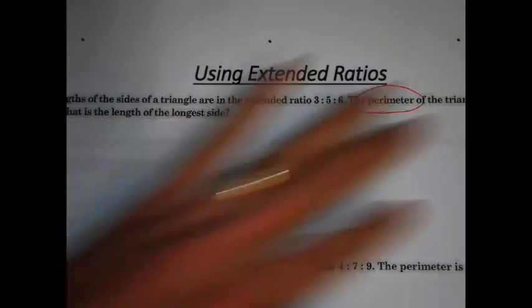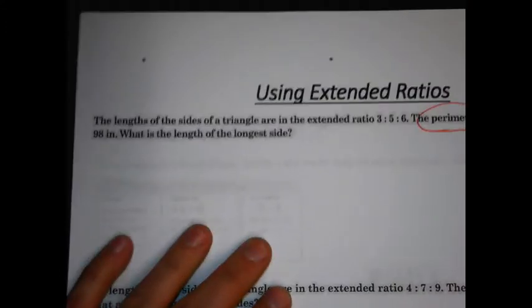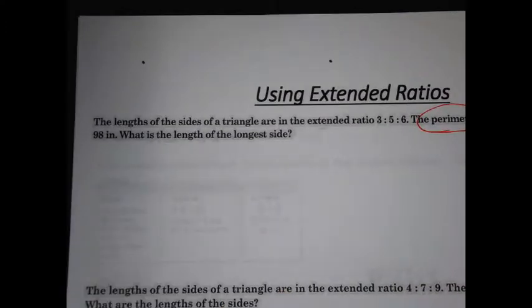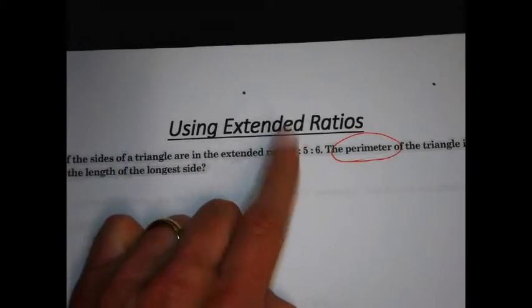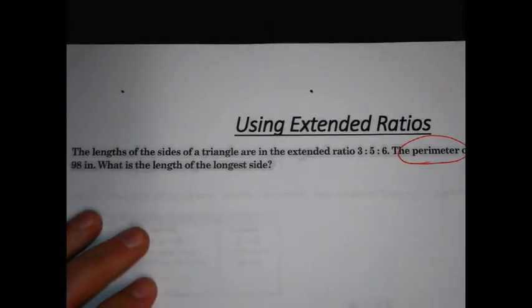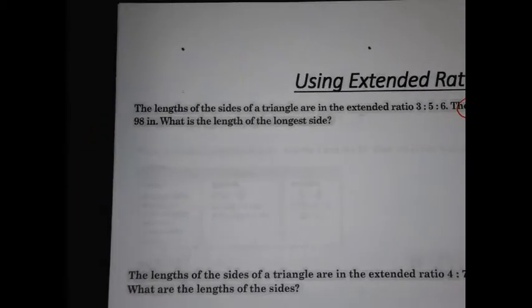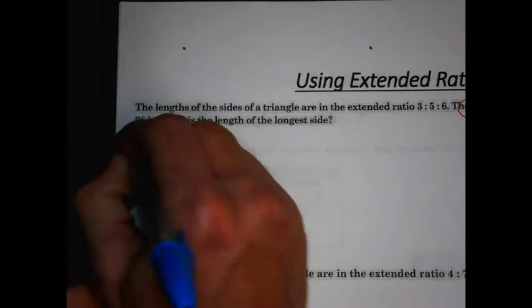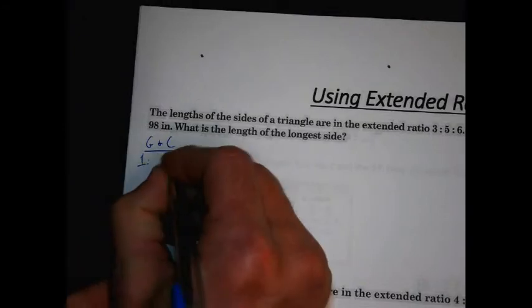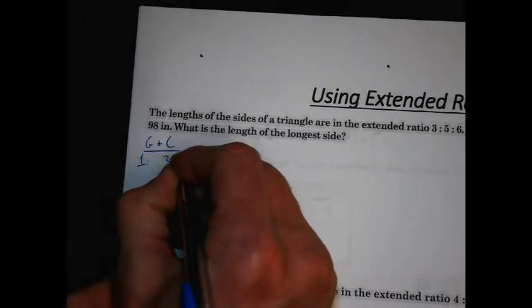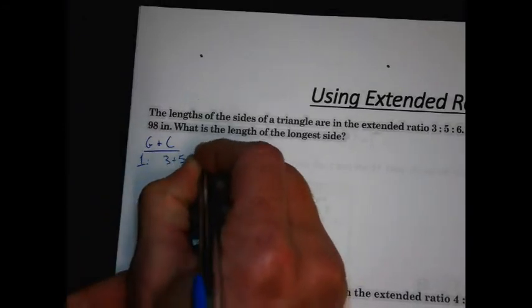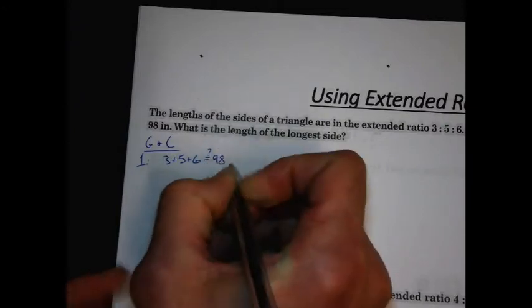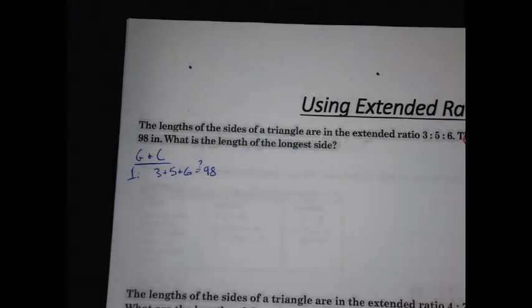That means when we add all these up, we get 98. What's the longest side? Okay, so the ratio is 3 to 5 to 6. Again, we can do guess and check, if you want to. So if you want to do guess and check, this is what that would look like. If we did it one time, we'd have 3 plus 5 plus 6. Does that equal 98? And the answer, of course, is no, because perimeter is when we add up all three sides.